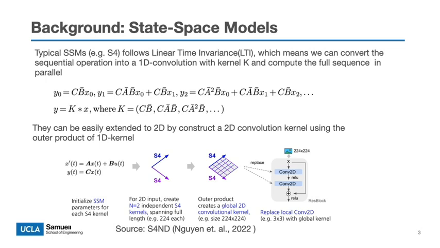Typical state space models such as S4 follow linear time invariance, also known as LTI, which means that we can convert the sequential operator into a 1D convolution as listed in this formula. In this way, we can compute the full sequence in parallel. These models can also be easily extended to 2D and 3D data by constructing a 2D or 3D convolution kernel through the outer product of 1D kernels.